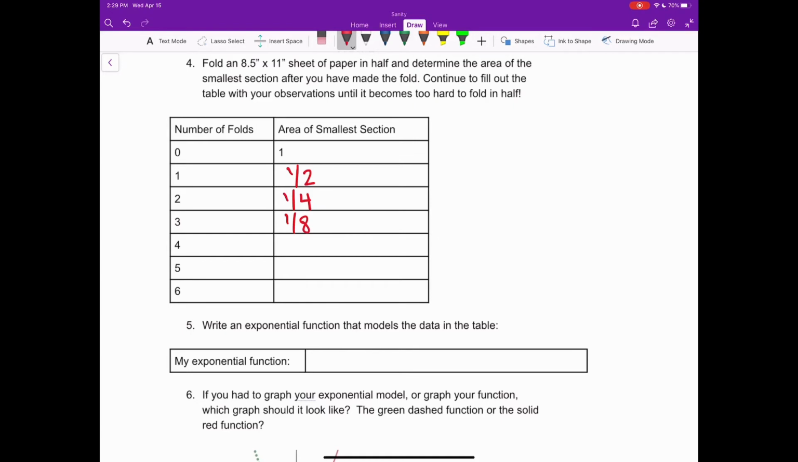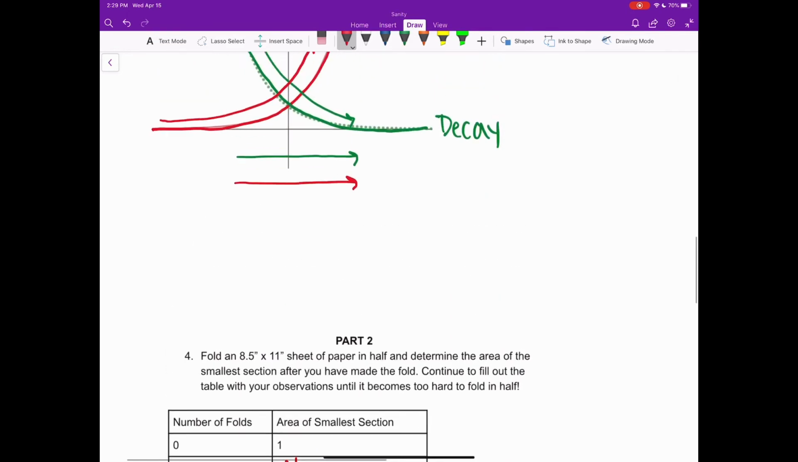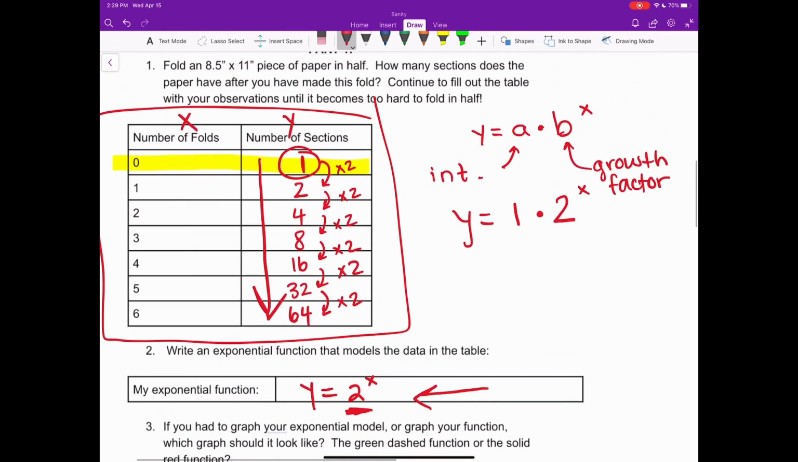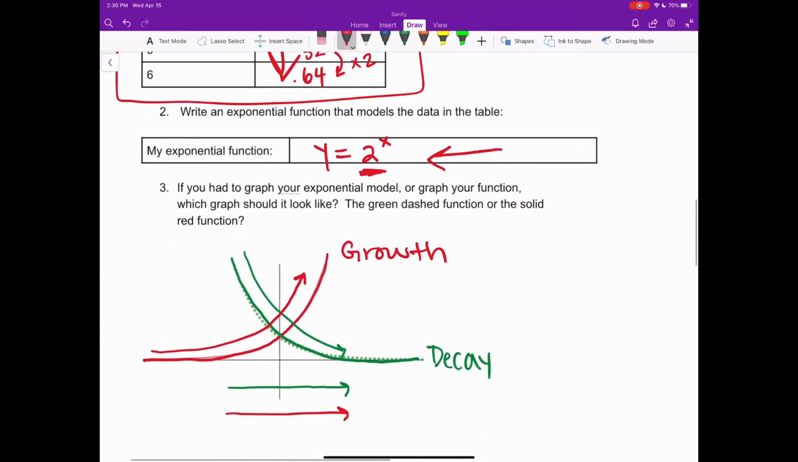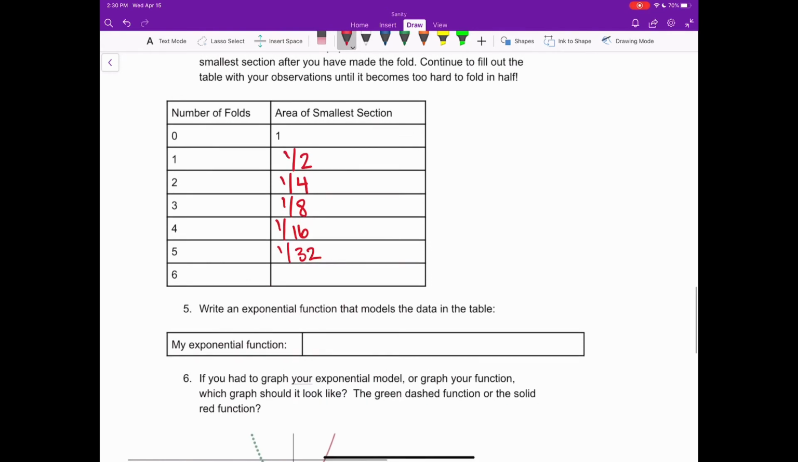And again, we're just cutting these all in half, right? So if I cut 1/8 in half, you're going to get 1/16. If I cut 1/16 in half, you're going to get 1/32. Does this look very similar to what we did up here? 1, 2, 4, 8, 16, 32. Can you guess what the next one would be? So after folding in half 6 times, you're going to get 64 sections, and one of those would represent the smallest area. You would have 1/64 of the entire page.